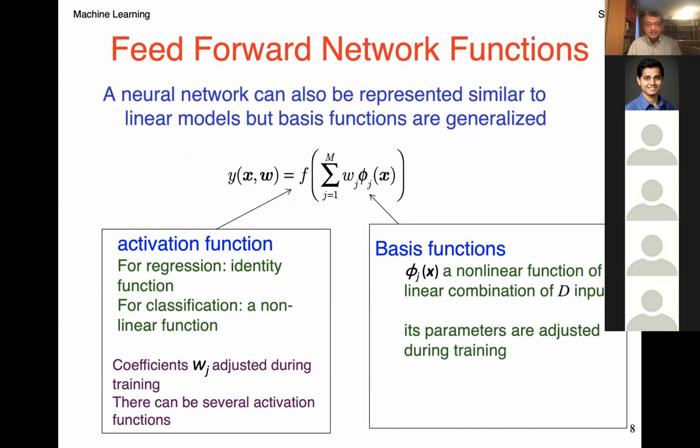So again, this is the general feed-forward network function. That's such a simple function. These are the basis functions, and this is an activation function, we say. For regression, it's the identity function. For classification, what is that f? That f is just an activation function. So there are activation functions inside, there are activation functions outside, and we need to examine that part of it.